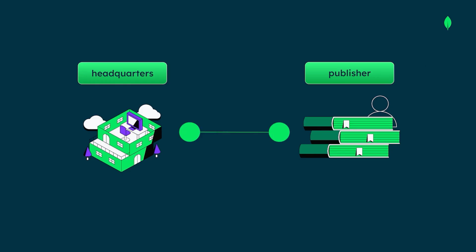In our example, the answer to both of these questions is no. A publisher can only have one headquarters, and a headquarters can only belong to one publisher. We call this relationship one-to-one.